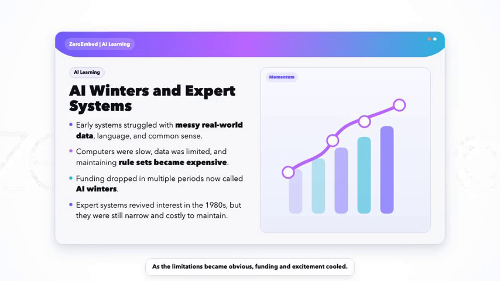As the limitations became obvious, funding and excitement cooled. These slowdowns are often called AI winters. Later, expert systems brought momentum back by encoding specialist knowledge for domains like medicine or diagnostics. But they still depended on manual rule building and constant maintenance, so their scale stayed limited.